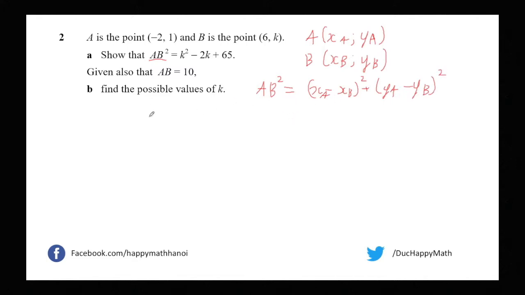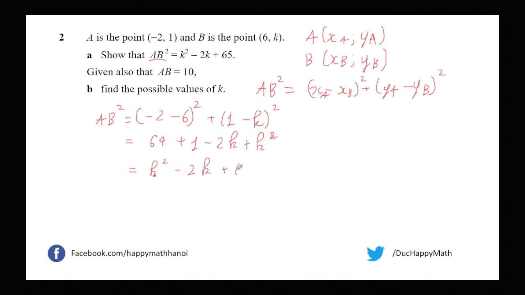So apply this formula to the exercise. You will get that AB squared will be equal to (minus 2 minus 6) squared plus (1 minus k) squared. So this one will be minus 8 squared, which is 64, and you expand this bracket plus k squared. Rearranging all of them, the highest degree is k squared, then minus 2k, plus 65 equal to AB squared.